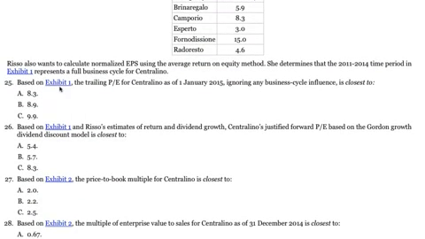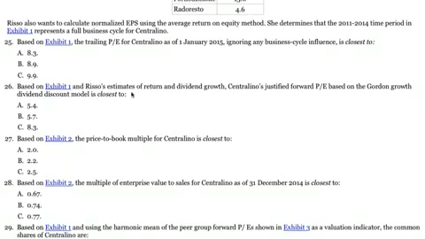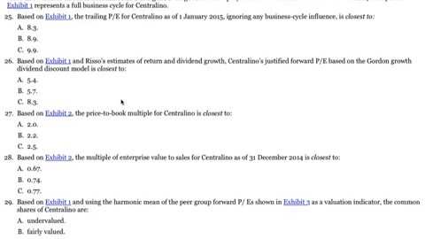Based on Exhibit 1, the trailing PE for Centralino as of January 1st, 2015, ignoring any business cycle influences, is closest to. So we need a trailing PE. So we're going to look for price and we're going to look for the most current E0 for Centralino. Based on Exhibit 1 and Rizzo's estimate of return and dividend growth, Centralino's justified forward PE based on the Gordon Growth Dividend Discount Model is closest to. Well, we know how to do that.